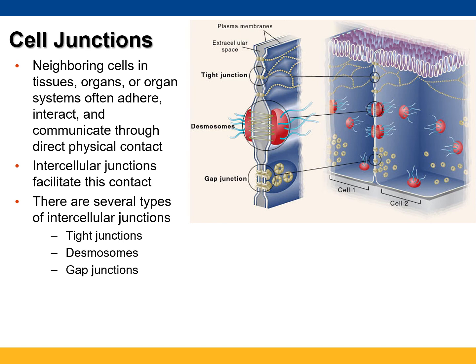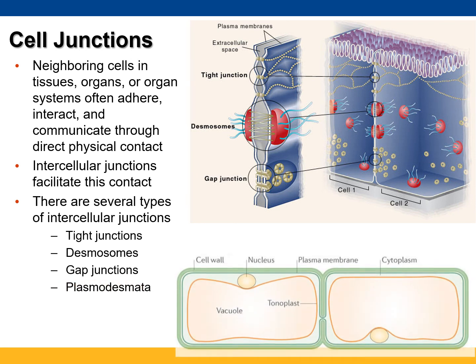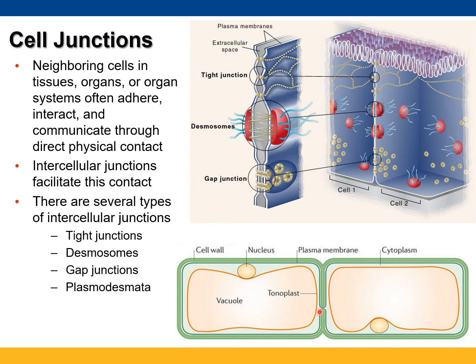But there are watertight junctions in other places like your large intestine and so forth. So tight junctions are really, really important that way. They're semi-regulatory. Desmosomes and then gap junctions. And then in plants we have what are called plasmodesmata, which are basically like gap junctions, but they cross through cell walls. And so here's a picture of a plasmodesmata right here.